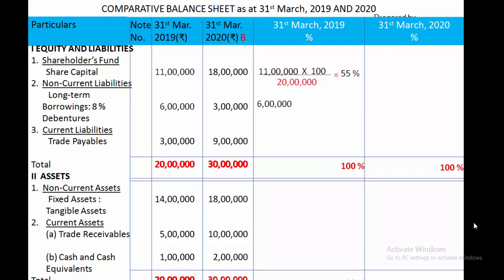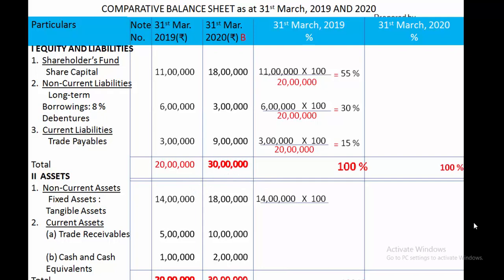Next, borrowings 6 lakh into 100 divided by total of balance sheet, that is 30%. Next, trade payables 3 lakh into 100 divided by total of balance sheet, that is 15%, and the total is 100. Check that the total is 100.